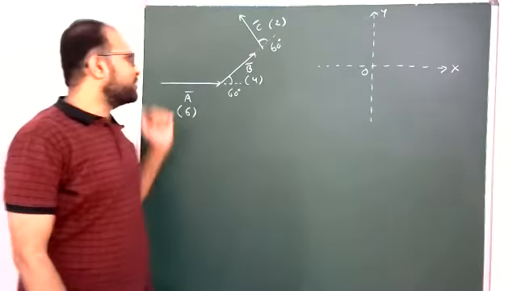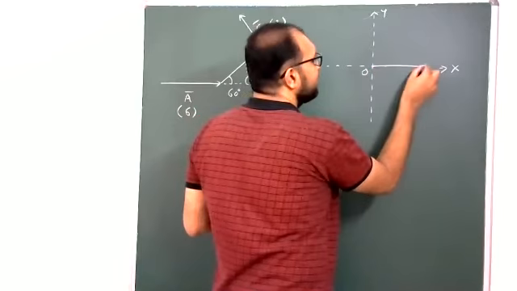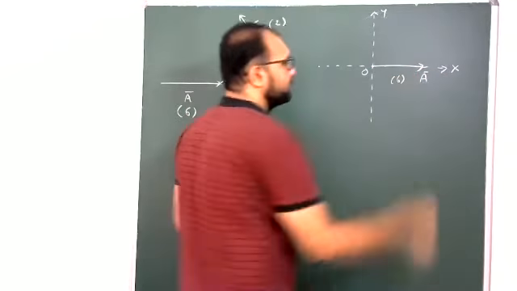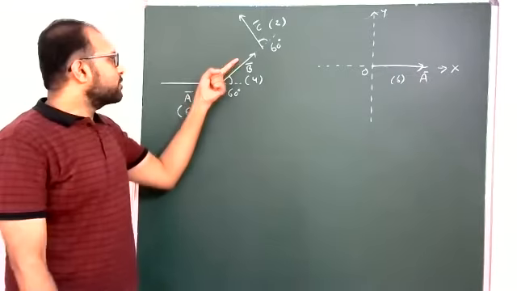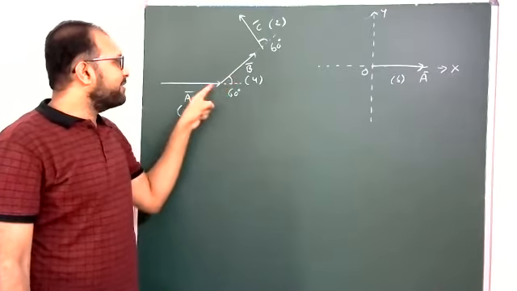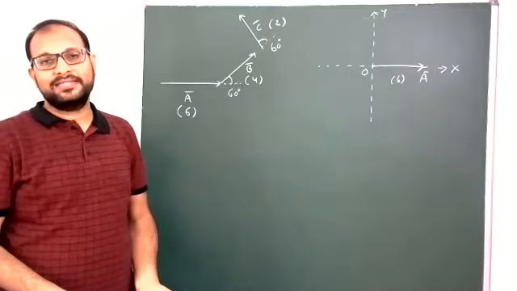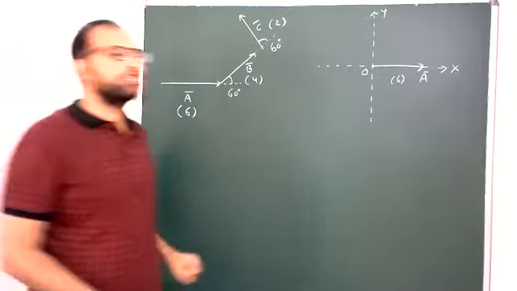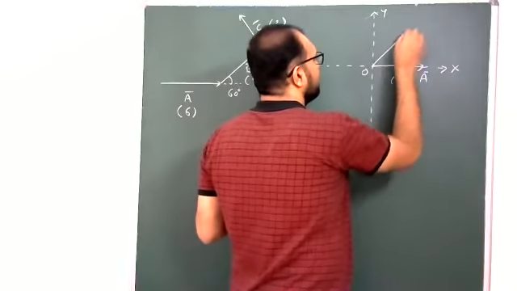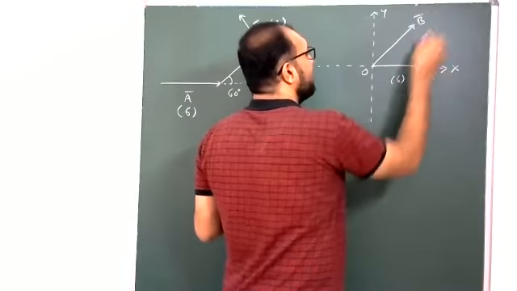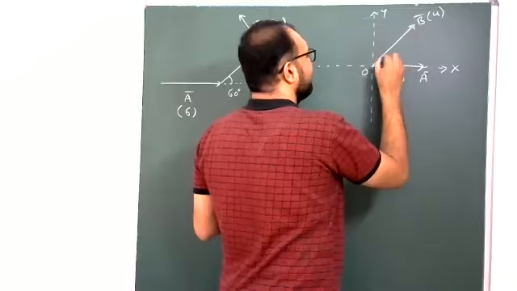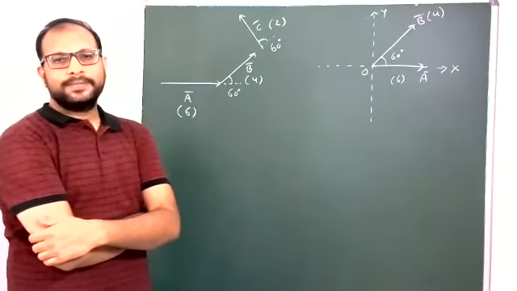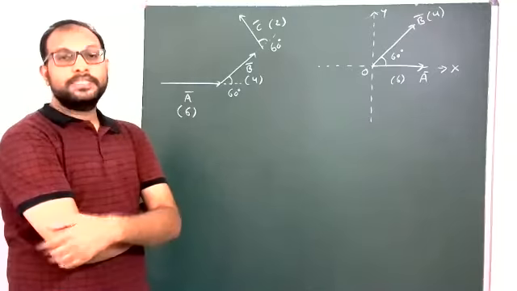Okay, now I am drawing first A. This is A bar, magnitude 6. Next B bar is making an angle 60 with the A bar, but A bar is already along x-axis, right? That's why indirectly B bar is making an angle 60 degrees with positive x-axis. So this is B bar, magnitude 4, making an angle 60. Right? Now draw C bar also.